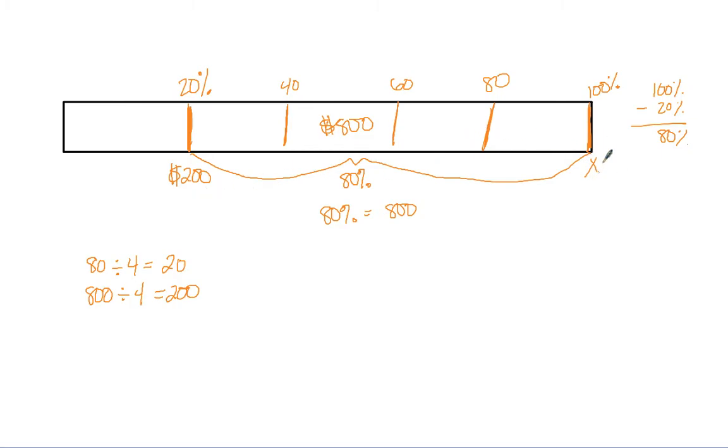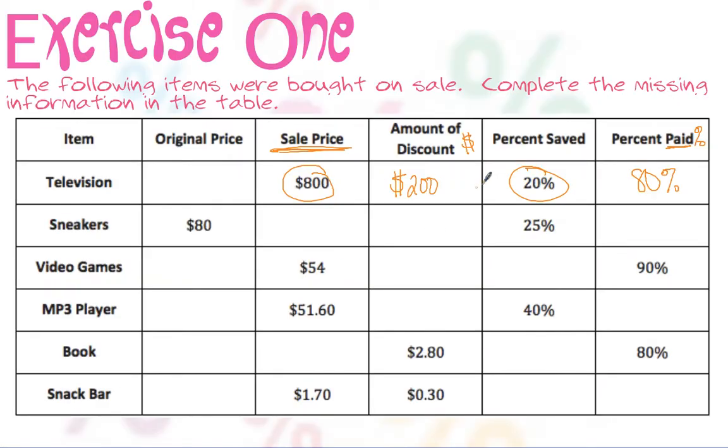Now I need to find my original price. Well, if my discount was 200, I should be able to add that to my sale price, which was 800, to find my original price of 1,000.